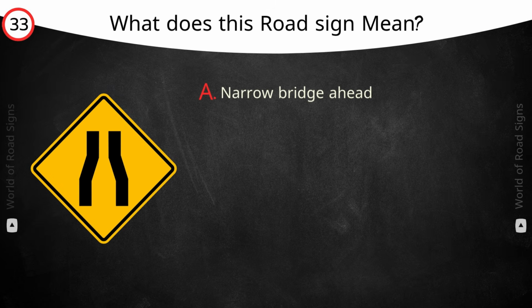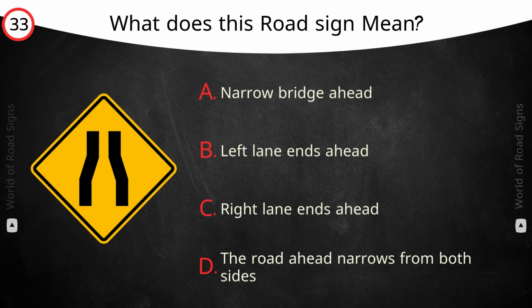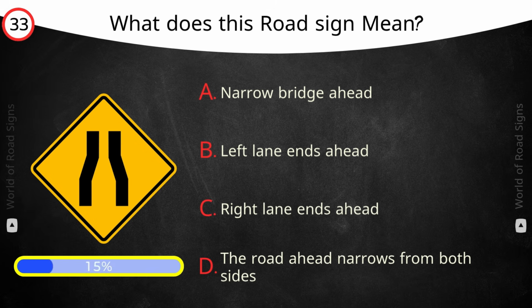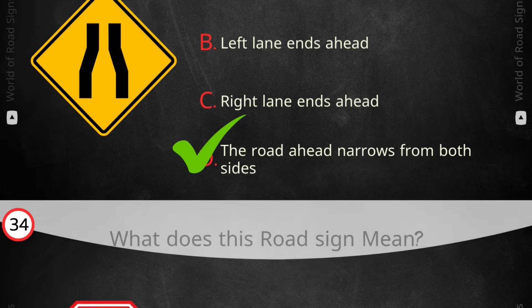Question 33. What does this traffic sign indicate? A. Narrow bridge ahead. B. Left lane ends ahead. C. Right lane ends ahead. D. The road ahead narrows from both sides. Option D is the right answer. The road ahead narrows from both sides.